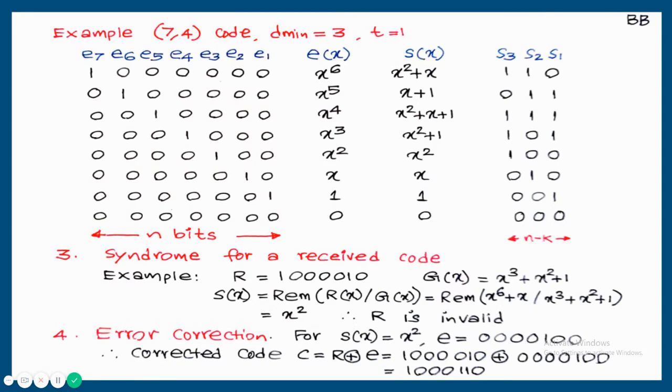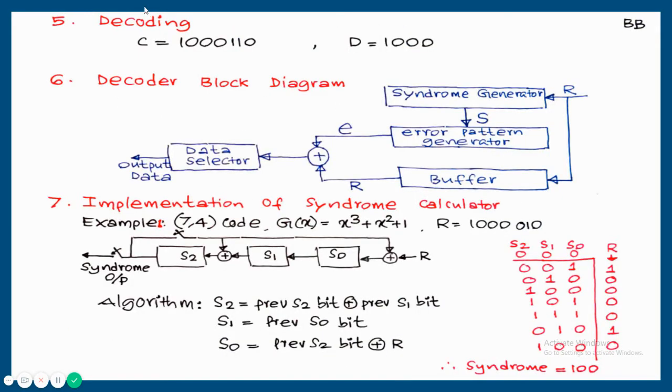After doing the correction, select the leftmost 4 bits as data bits, because it is (7,4), so 4 data bits are there. The polynomial format is x cube plus x square plus 1, so the leftmost 4 bits are data bits. If the polynomial is 1 plus x square plus x cube, then the rightmost 4 bits should be selected as data bits. So that is the next step, decoding. Corrected code is 1000110 and the decoded bits are the leftmost 4 bits, 1000.